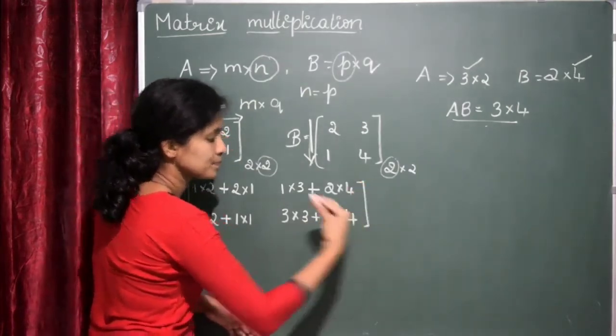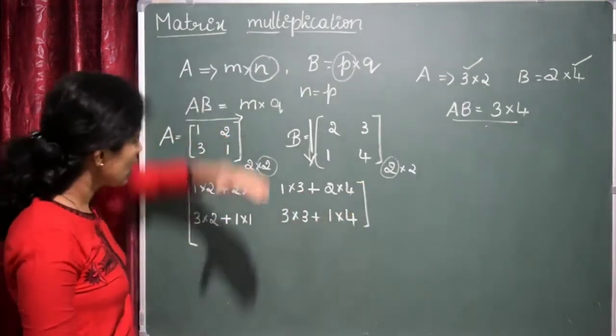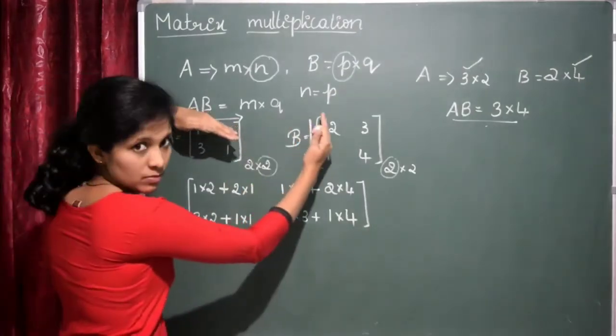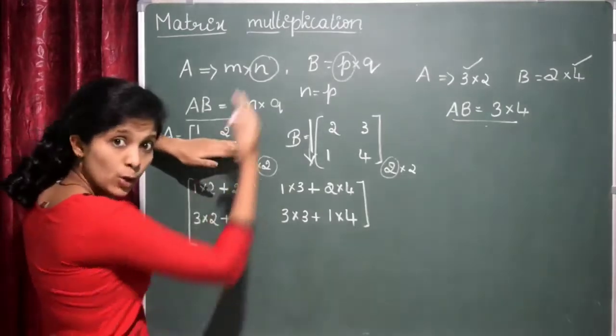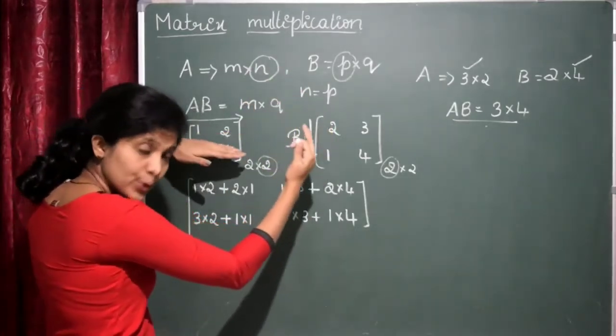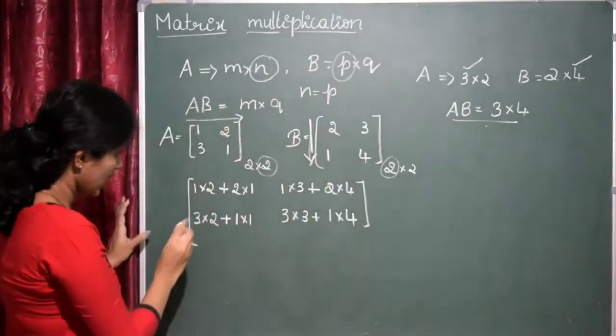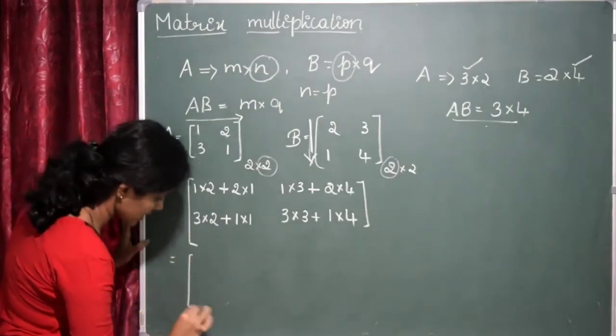Is it clear? I'll repeat once again. First row, first column, and first row, second column. Then second row, first column, second row, second column. I hope you understood this one. So this is now multiply.